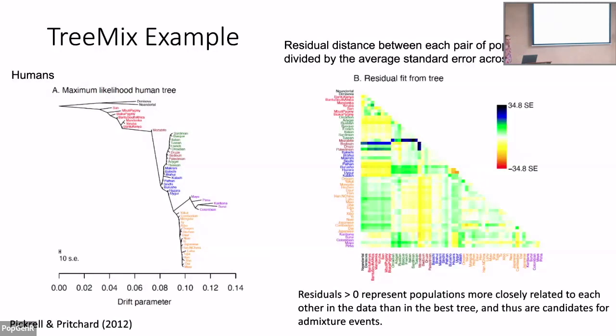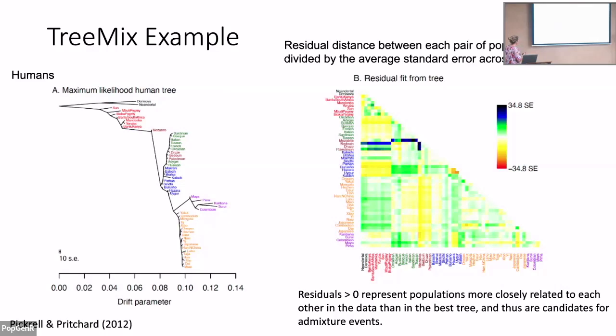So here's an example just to highlight from MixMix, where they're estimating this maximum likelihood phylogeny. It has this drift parameter in there as well, so that's why it's kind of moving out. It accounts for drift. This is a human population phylogeny. And then basically you're getting this residual fit from the tree.